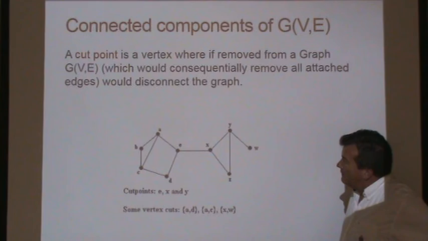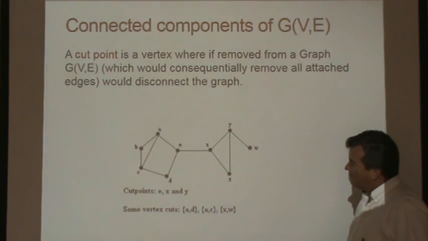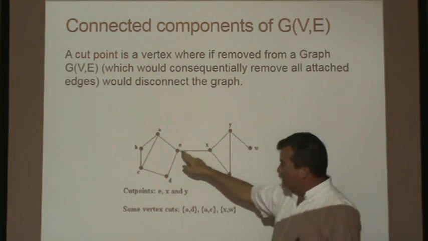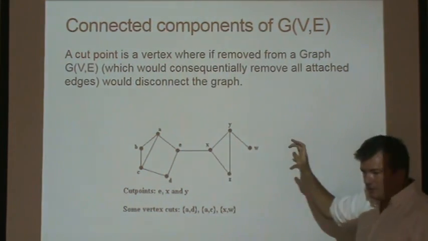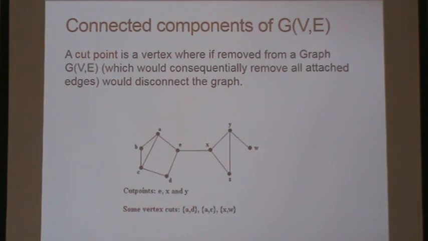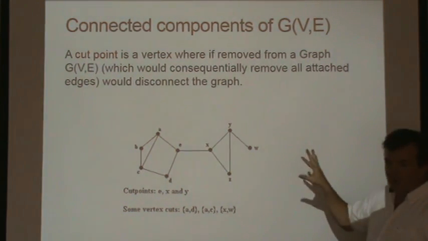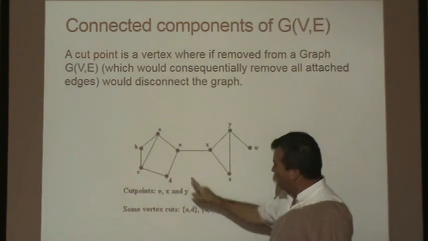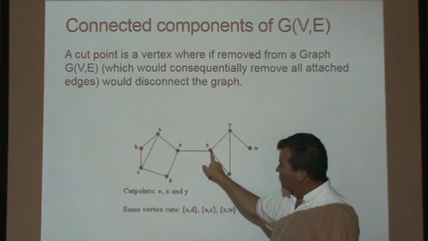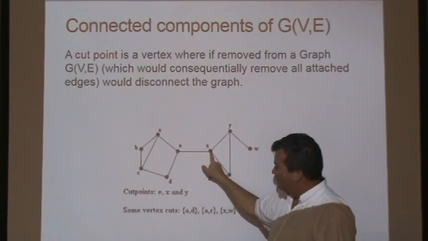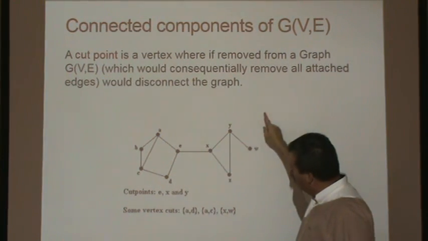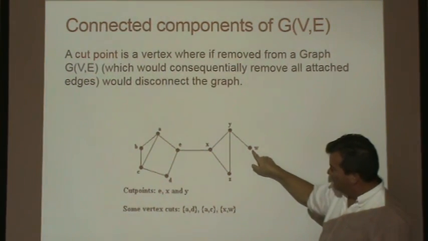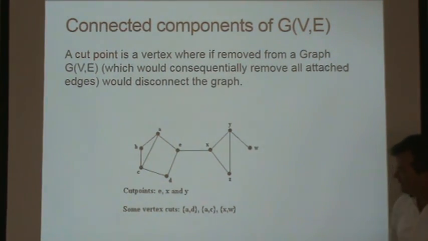So a cut point in a graph is any vertex that if you were to remove that vertex, and if you were to remove it, you would also be removing any edges connected to it, that would create two separate connected components. So for example, the points E and X would be considered cut points. And the point Y would also be considered a cut point. If we removed Y, it would make the point W separated from the rest of the graph.